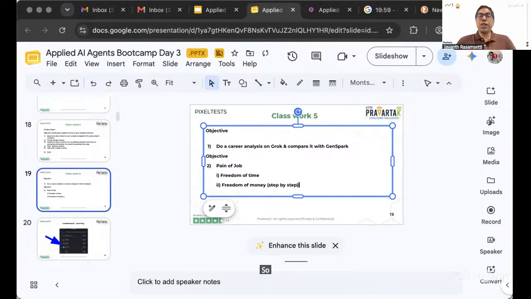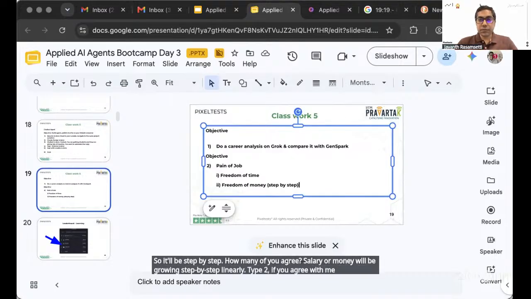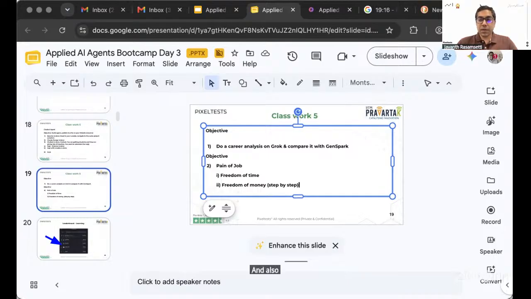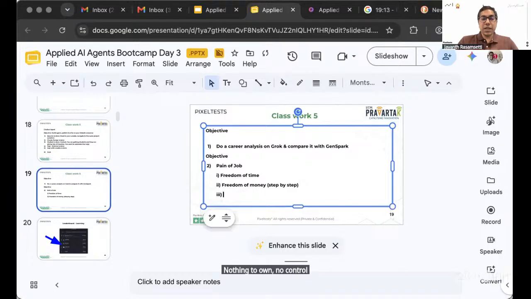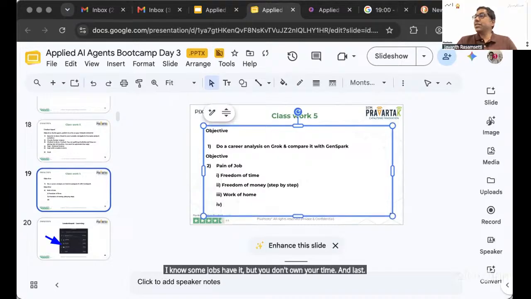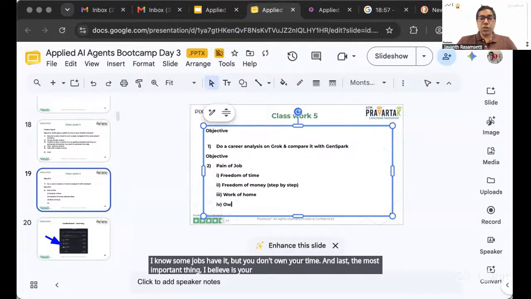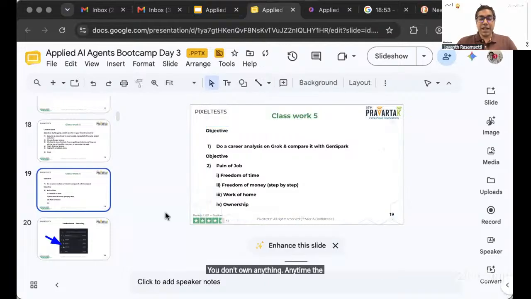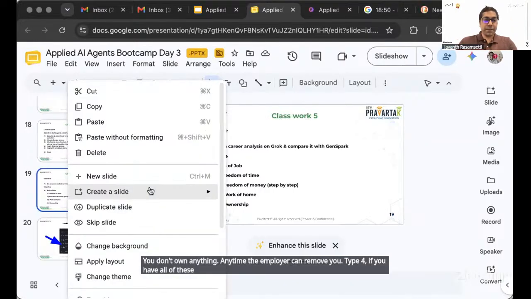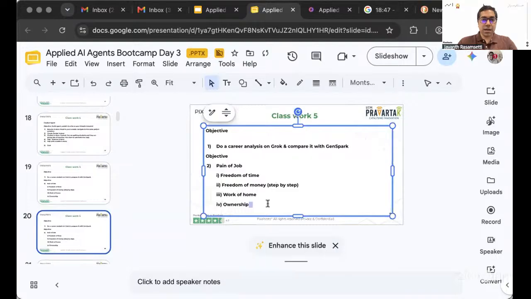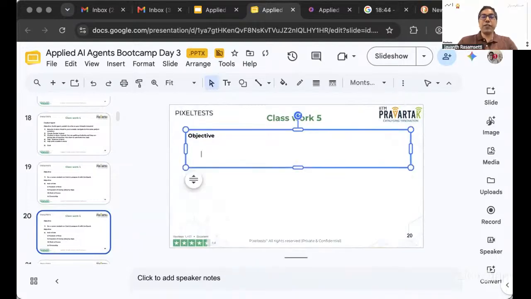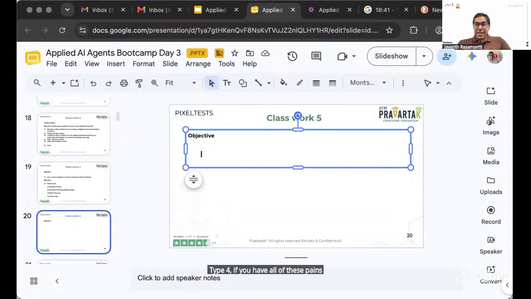So it'll be step by step. How many of you agree salary or money will be growing step by step linearly? Type 2 if you agree with me on this. And also, nothing to own, no control. And also, the third thing is, work from home is not there. I know some jobs have it, but you don't own your time. And last, the most important thing I believe is you don't own anything. Anytime the employer can remove you. Type 4 if you have all of these pains. Yes, do you have all of these pains?